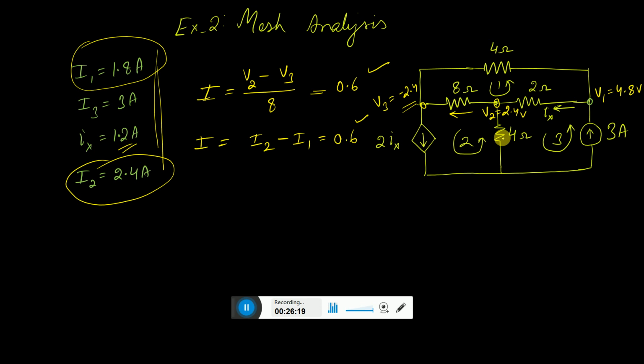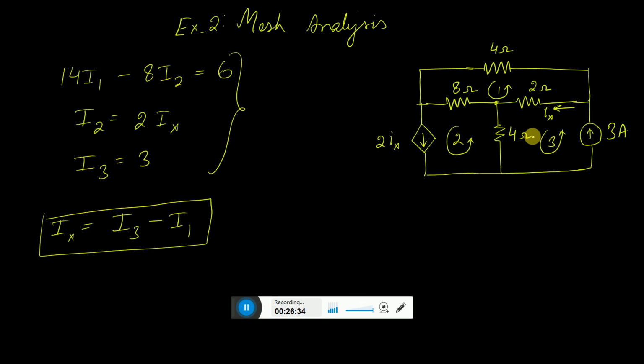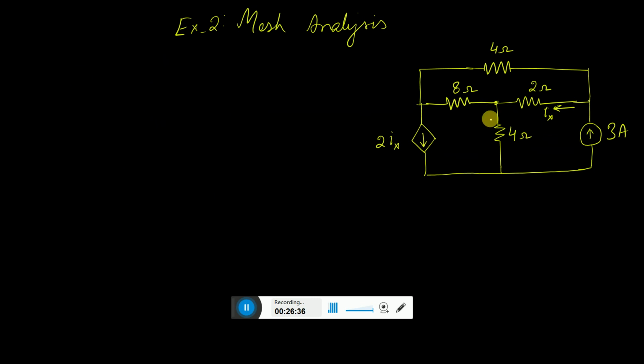But what is the difference we find in this example? In node analysis, we get a lot of equations, like 3 independent equations for 3 nodes, and solving them is very difficult. So the point to learn here is that if you have a current source in one of the meshes, go for mesh analysis. And if you have a voltage source in one of the meshes, you can go for node analysis.